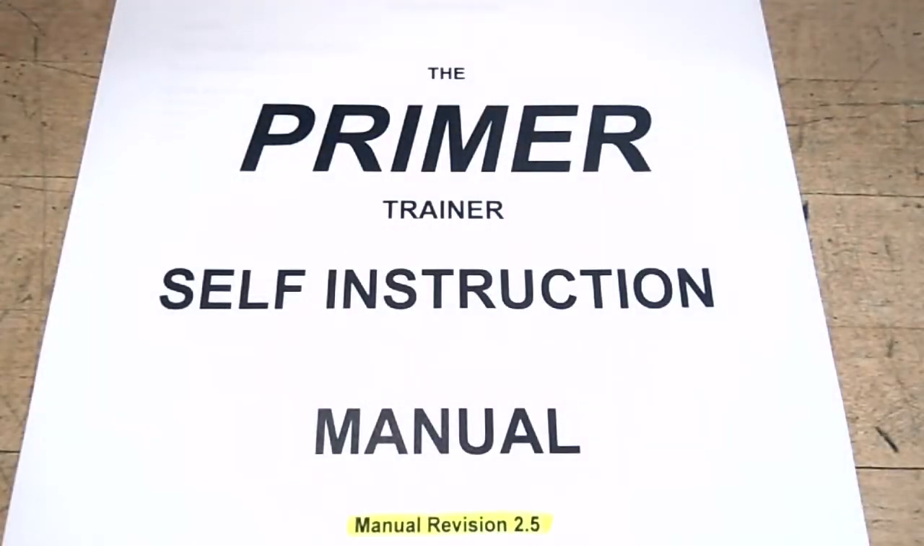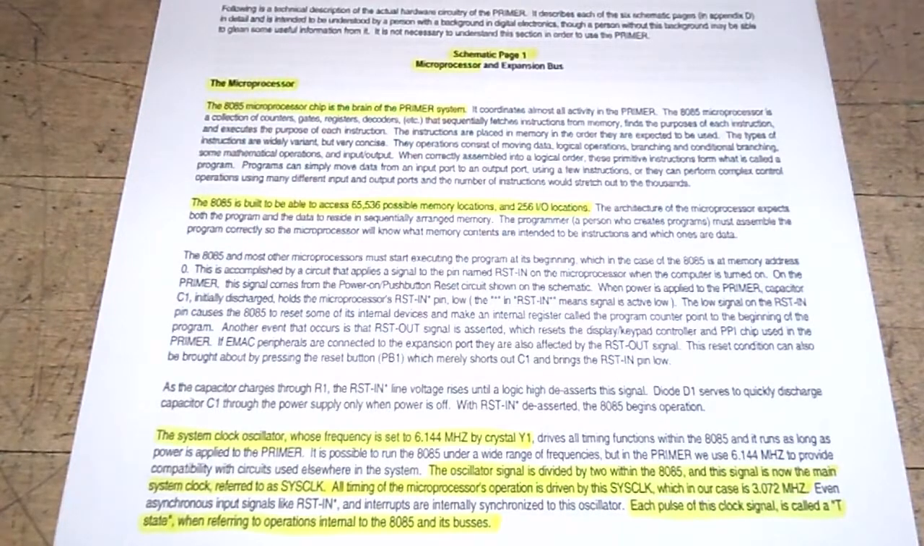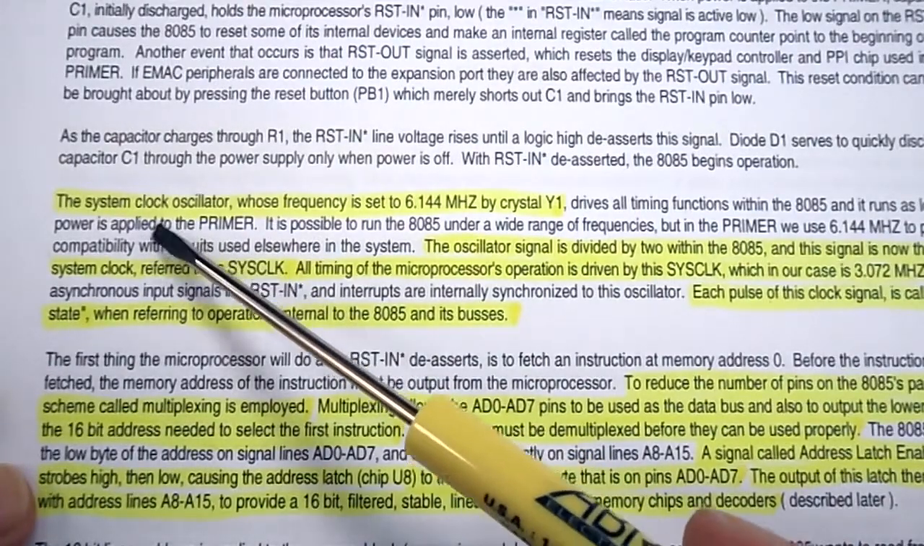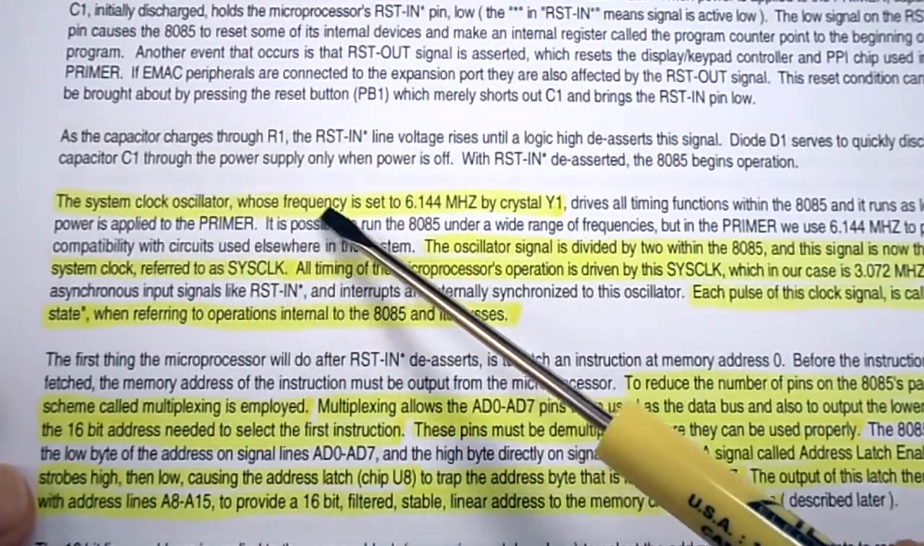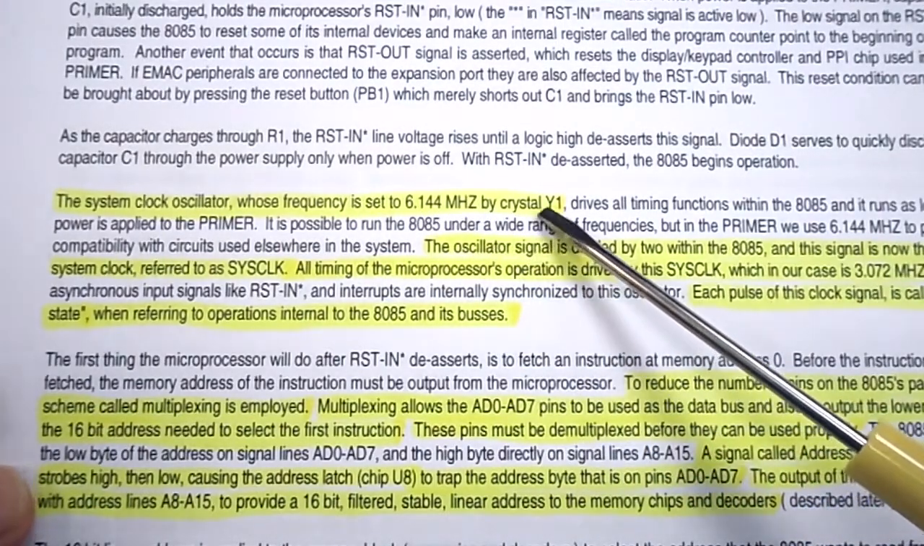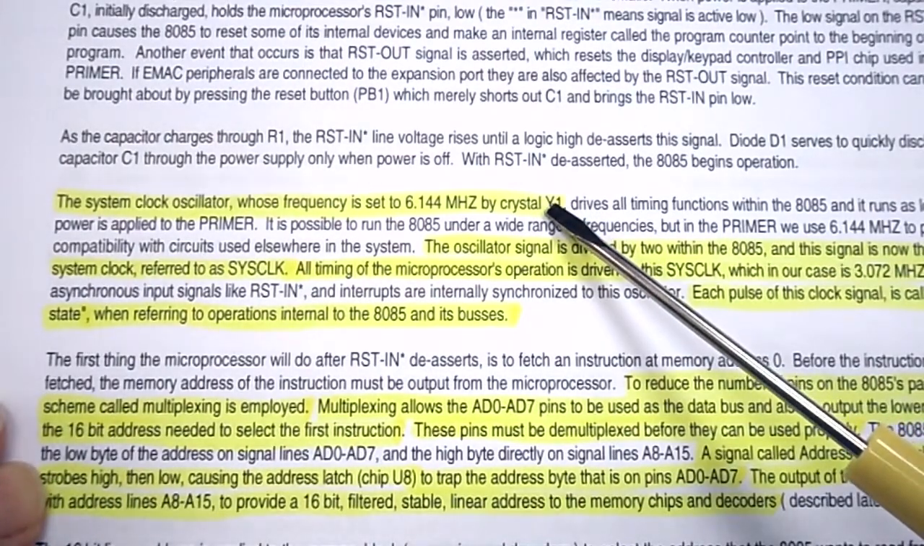So the next question you should have is, what the heck is a T-state? Now to answer that question, we're going to open the Primer Trainer Self-Instruction Manual, and I'm using Manual Revision 2.5. So this is page 8 of the Self-Instruction Manual, where they talk about schematic page 1 and the microprocessor. So buried in all these words of wisdom is the system clock oscillator, whose frequency is set to 6.144 megahertz by crystal Y1. So that's the frequency that our primer trainer is running at.